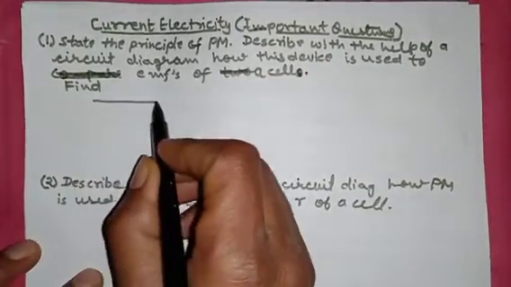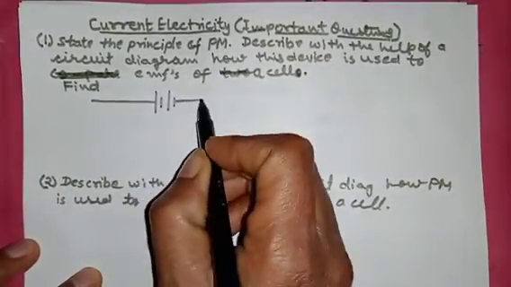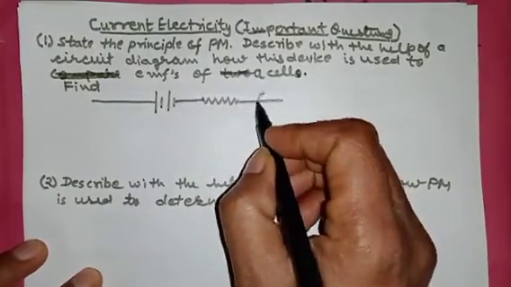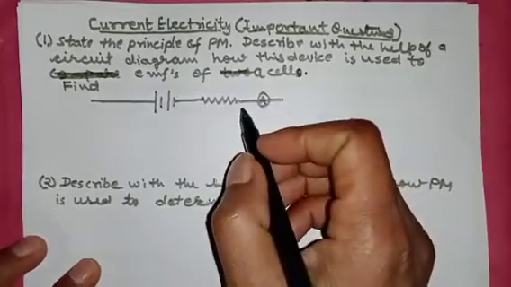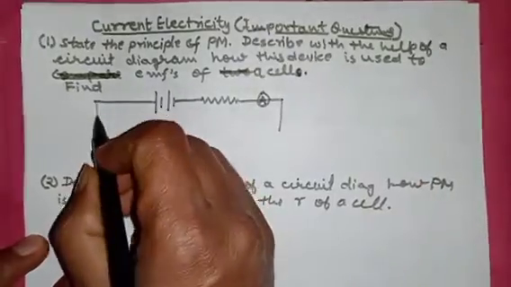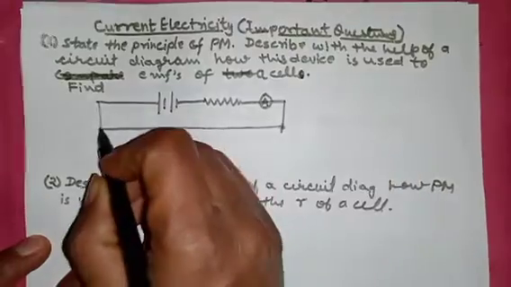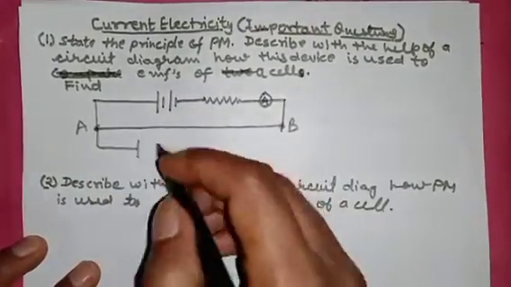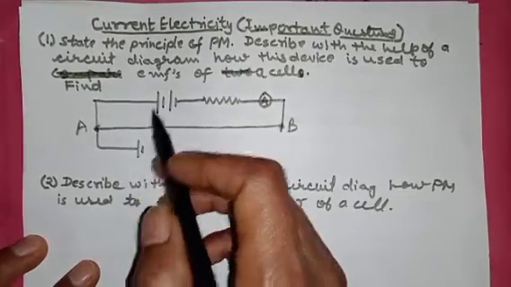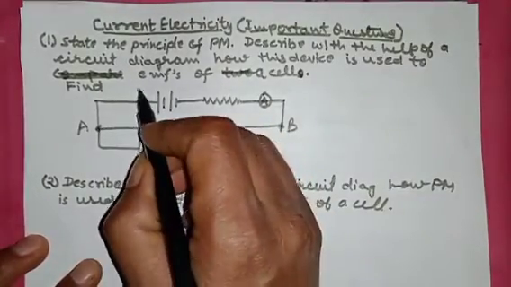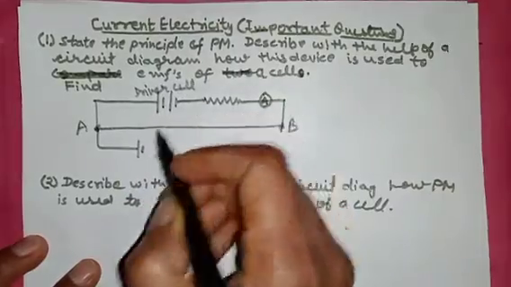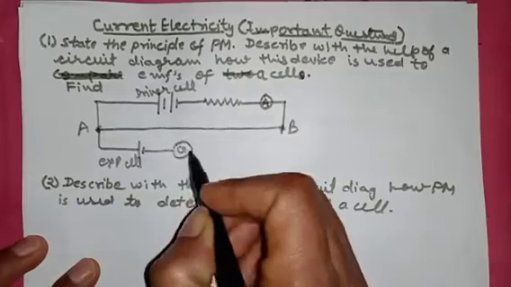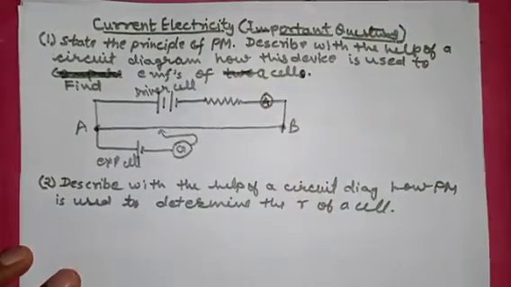So a typical diagram is like this. Some resistance, this is an optional part. You can put an ammeter here, and then there is the potentiometer wire, namely AB. And in order to find the EMF of a cell, we have to connect the cell in this way, positive, and this is called the driver cell, and this is the experimental cell. So here we connect a galvanometer, and from here we touch it on different points.